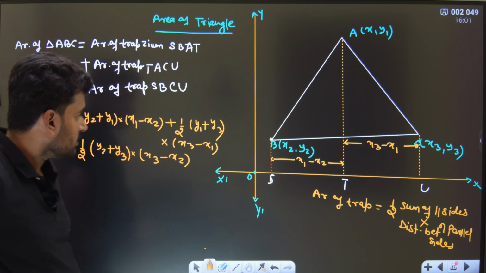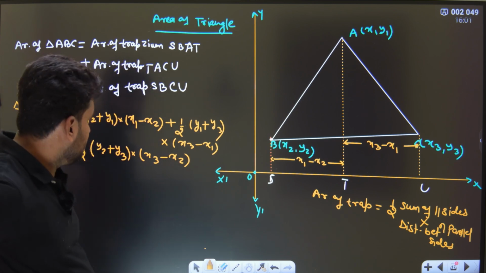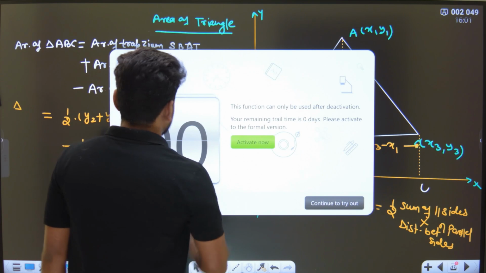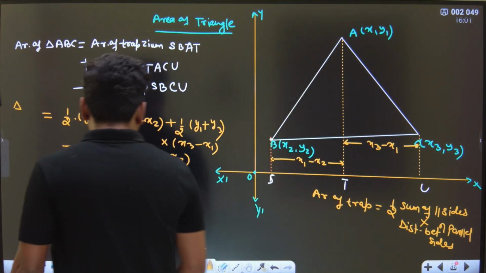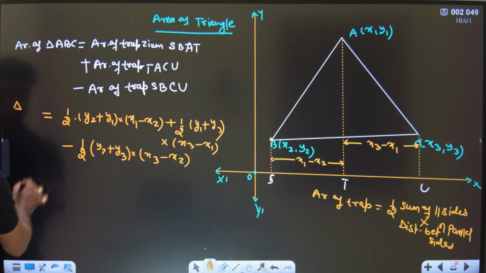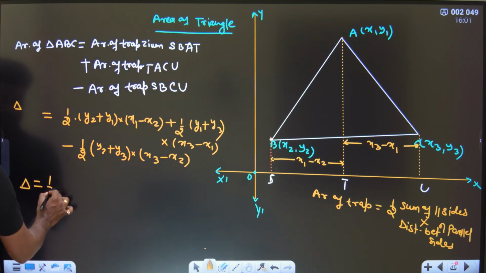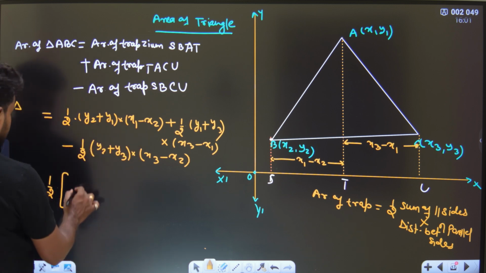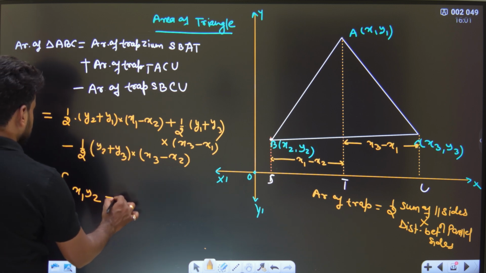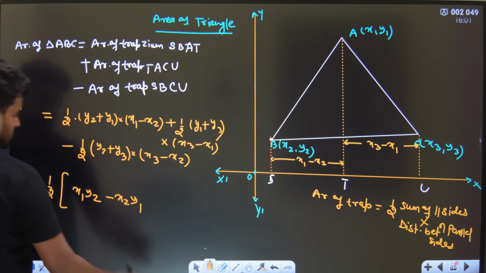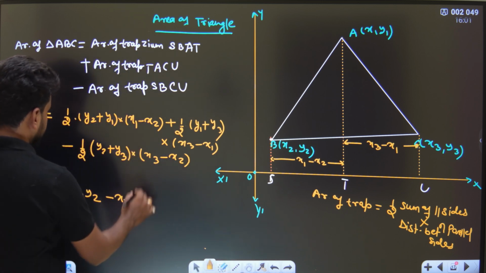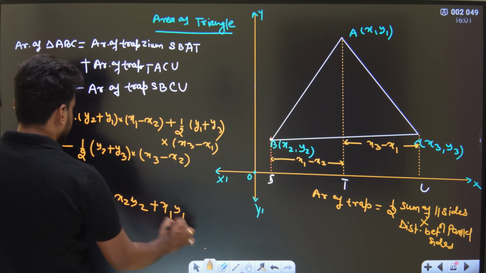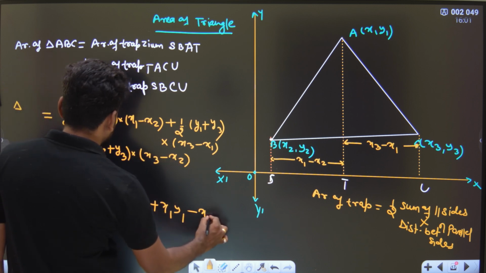So finally I got the area of triangle after calculation. How to do? Let us see. For the area of triangle I am taking 1 by 2 as a common. Now do the product here. So here x1 y2 minus x2 y1. Sorry, I want to write x2 y2 first. Now plus x1 y1 here minus x2 y1.